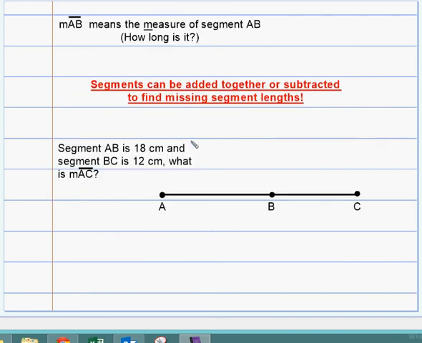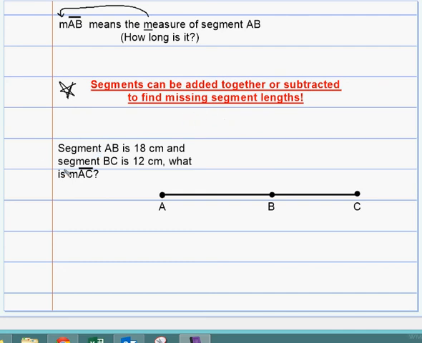And then lastly, just some information to put down on your paper. When you have this little lowercase m, and then you have this segment AB, that means the measure, okay, so m is the measure of segment AB. So how long is segment AB? That's what they're asking you for. And here's a really cool fact. Segments can be added together or subtracted to find missing segment lengths.